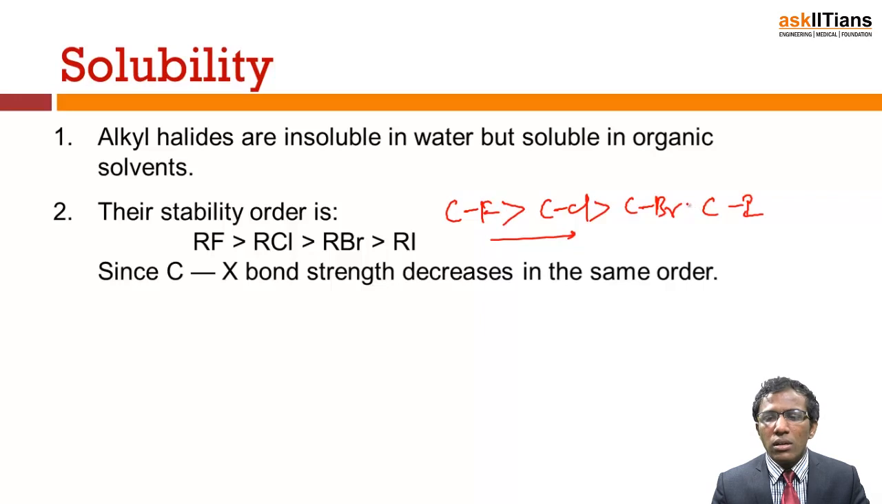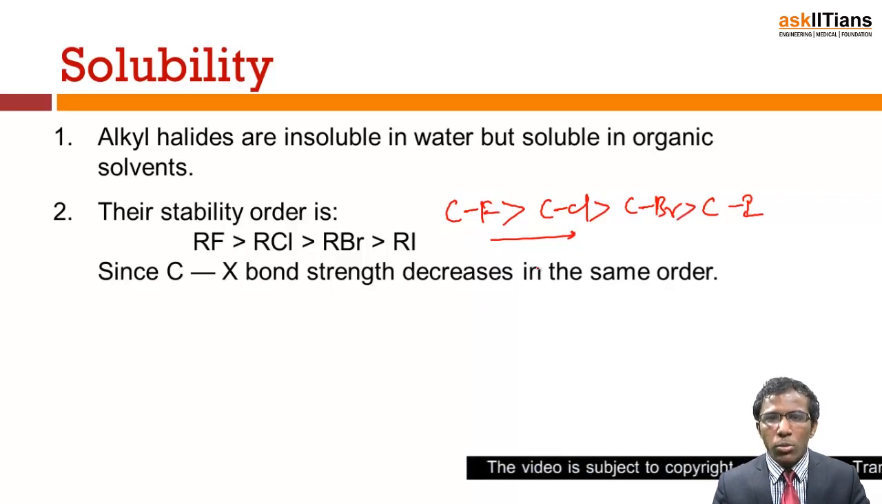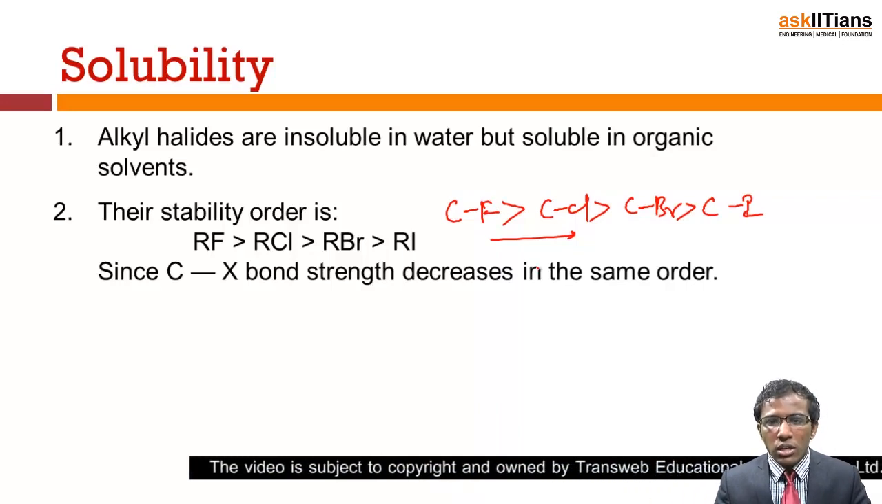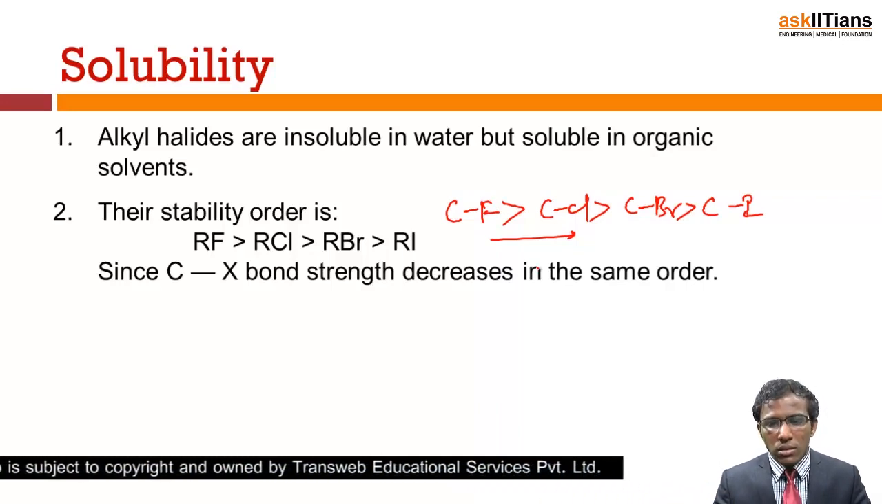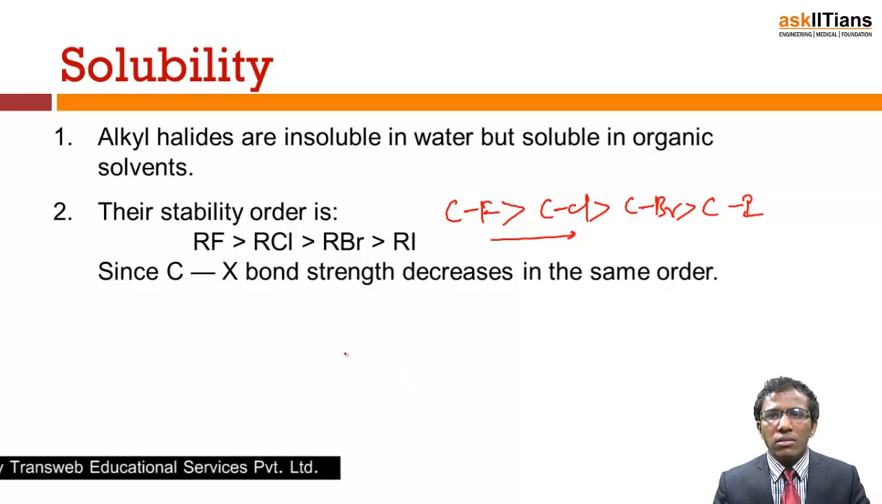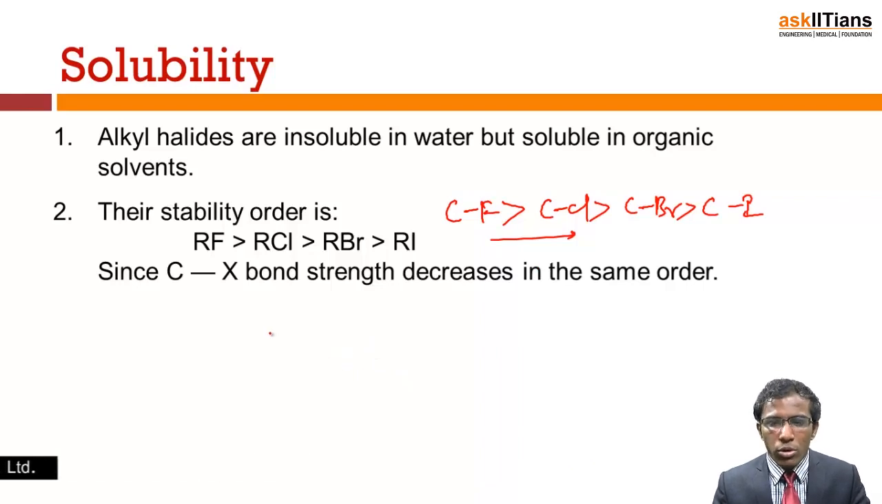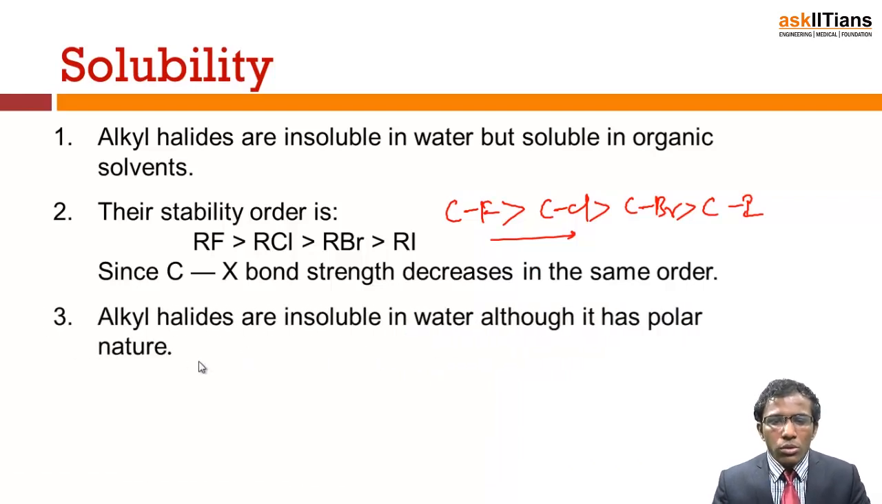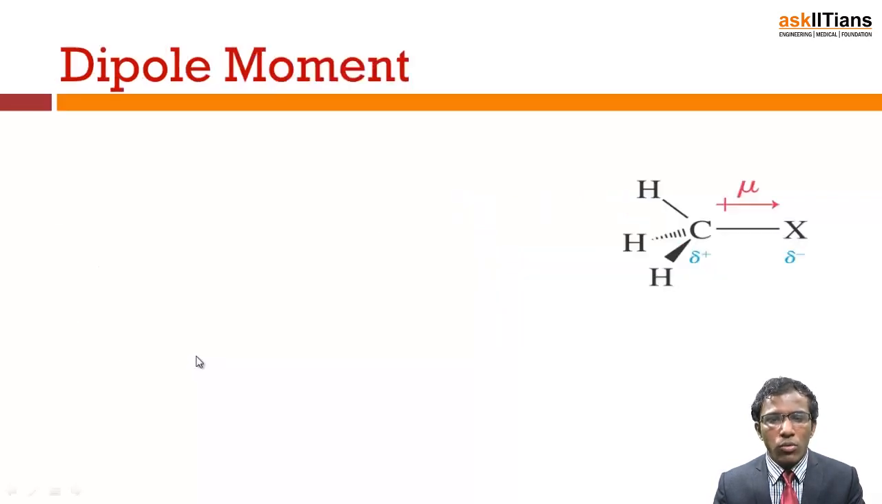So this is the carbon-halogen bond energy, right? Bond energy decreases, stability decreases, bond length increases, because bond length is inversely proportional to the bond energy. These alkyl halides are insoluble in water, although they have a polar nature, because they are not able to form hydrogen bonding with water.